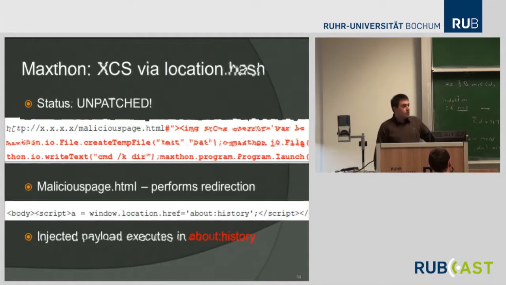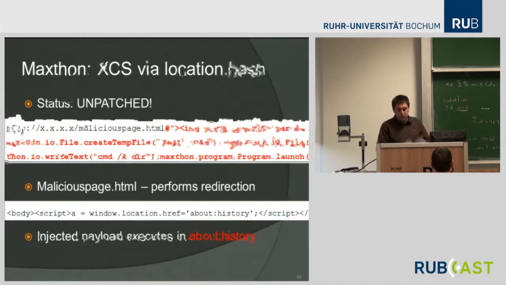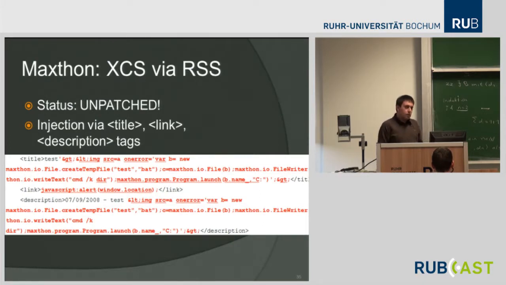RSS. Maxthon has an RSS preview feature, so if you point the Maxthon browser to an XML page in RSS format, it will preview it in a nice way, and that's vulnerable as well. And again, you have injection points in different parts of the RSS, like the description, the title, and the link tags.